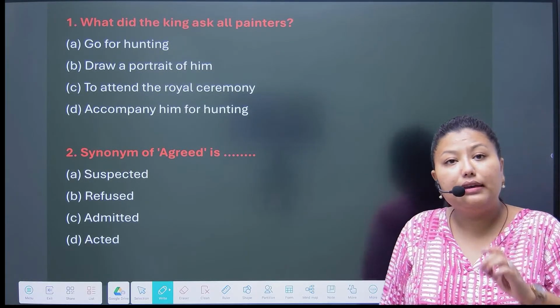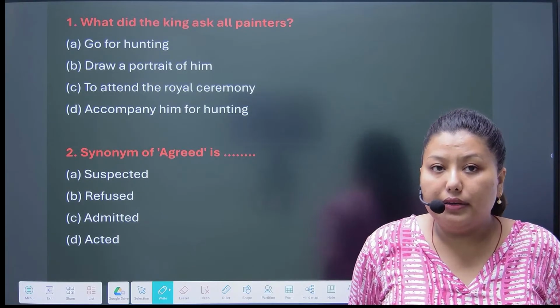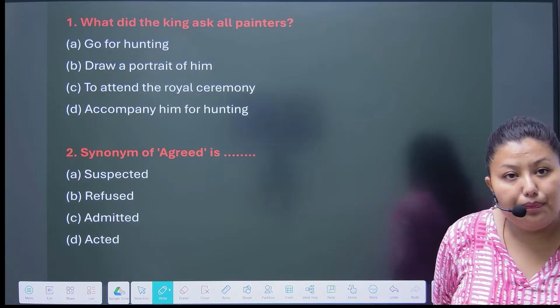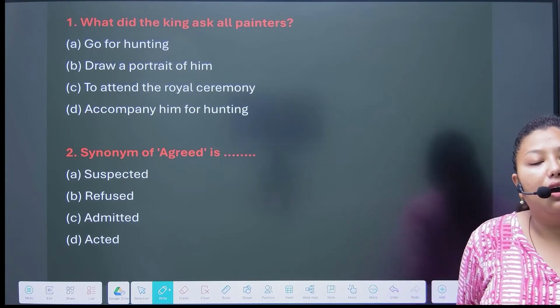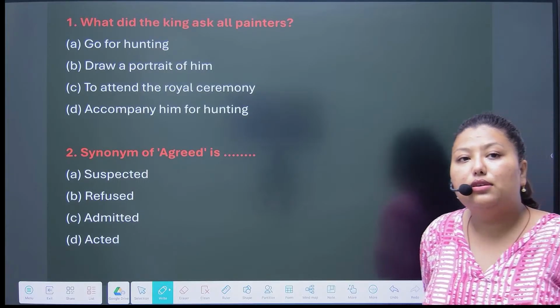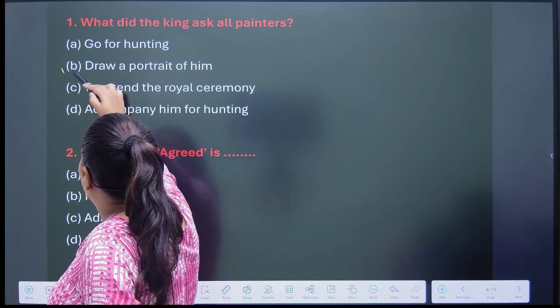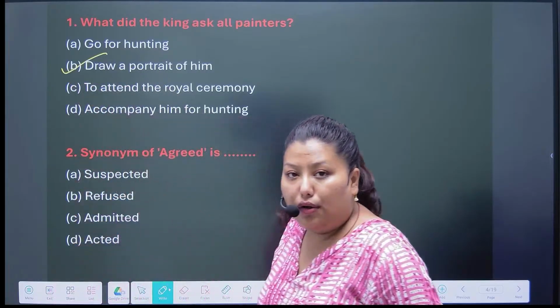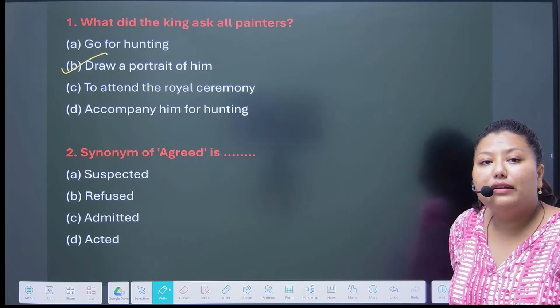So what did the king ask all the painters? Options are: go for hunting, draw a portrait of him, to attend the royal ceremony, accompany him for hunting. So the correct answer for this question is draw a portrait of him, option number B.